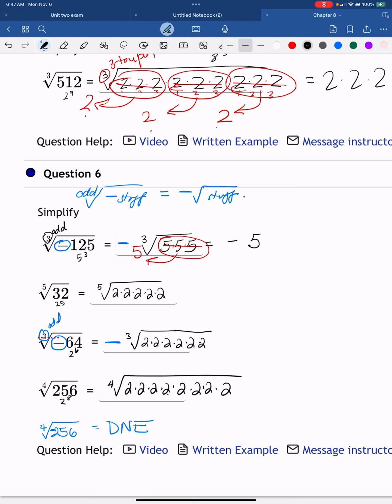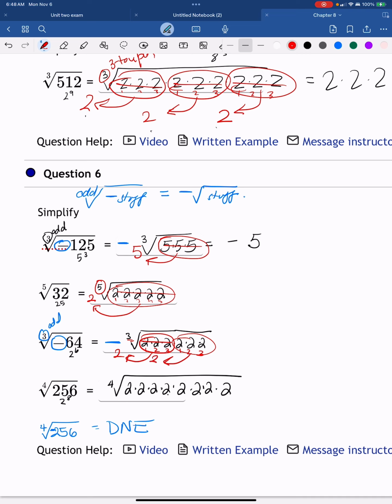Okay, I got 8 of them. All right. And then I need 1, 2, 3, 4, 5. So I pull out a whole set of 5, and I only pull out 1, 2. Here I need sets of 3. 1, 2, 3. 1, 2, 3.